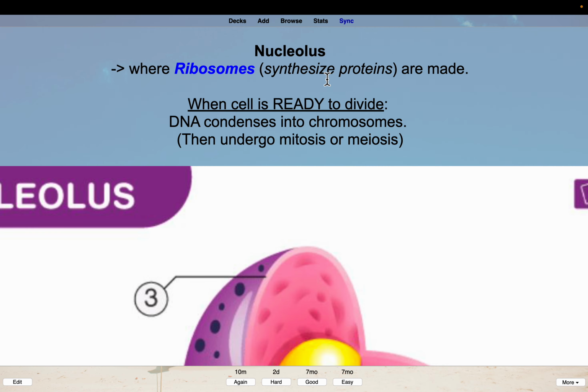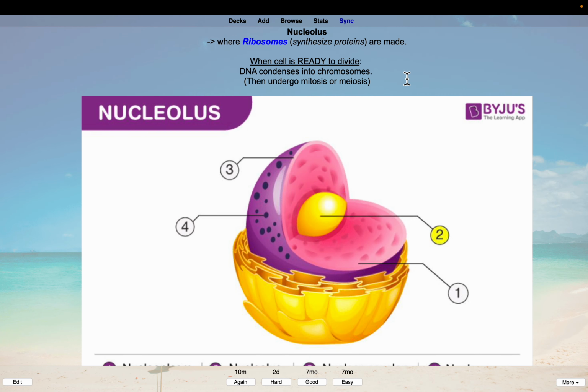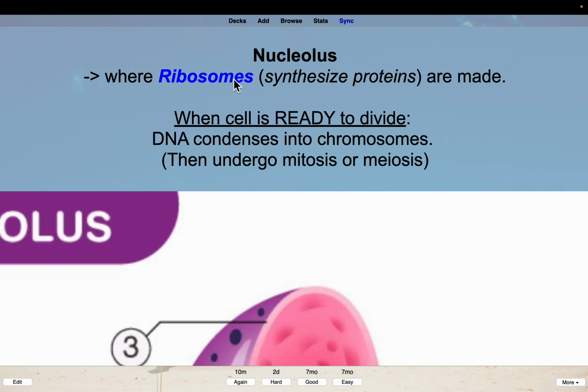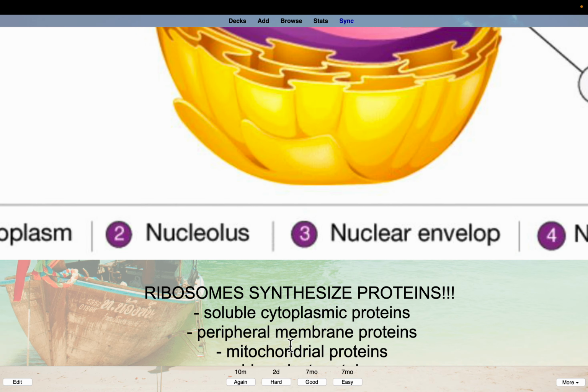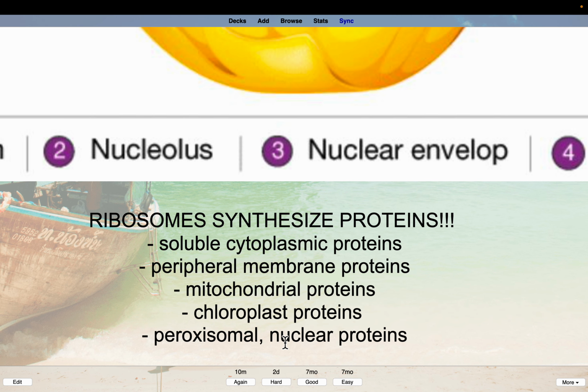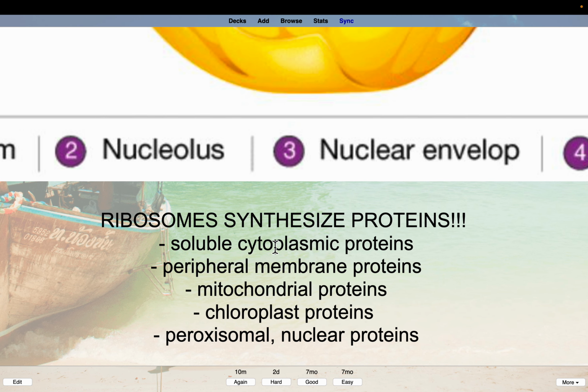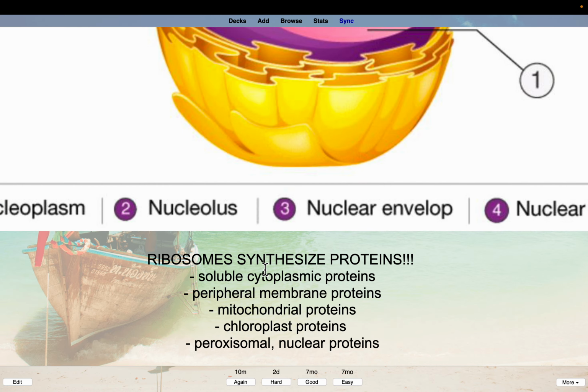Nucleolus. This is where ribosomes are made. Really? Yes. So, ribosomes make proteins, but ribosomes are made in the nucleolus. When the cell is ready to divide, the DNA condenses into chromosomes. Eventually, they would undergo mitosis or meiosis. Ribosomes synthesize proteins. I've already said that before. Soluble cytoplasmic proteins, peripheral membrane, mitochondrial, chloroplast, peroxisomal, and nuclear. Those are the kinds of proteins produced by ribosomes.